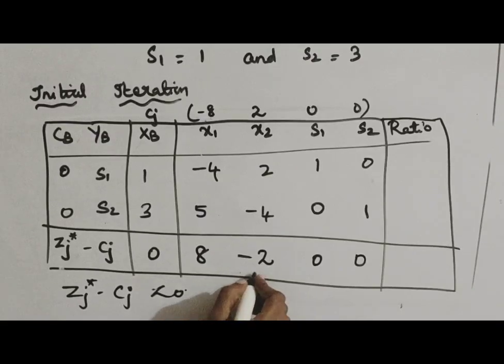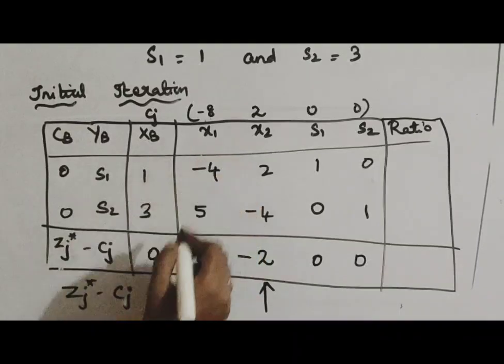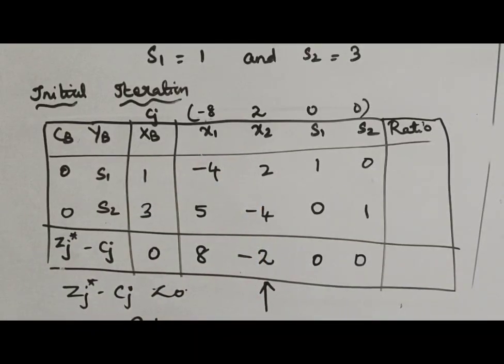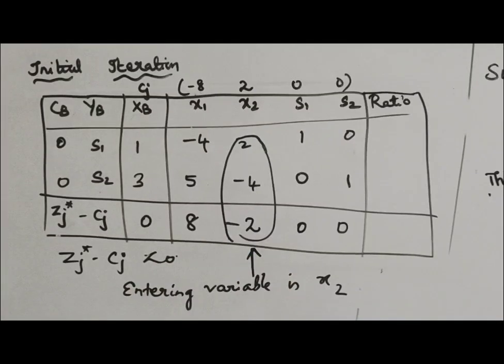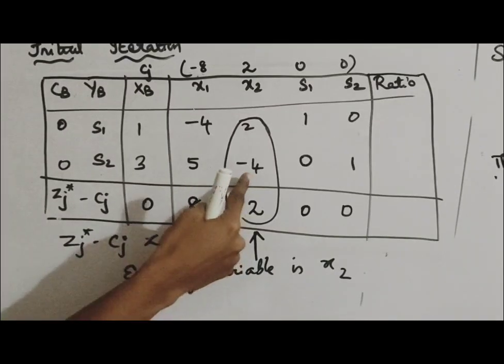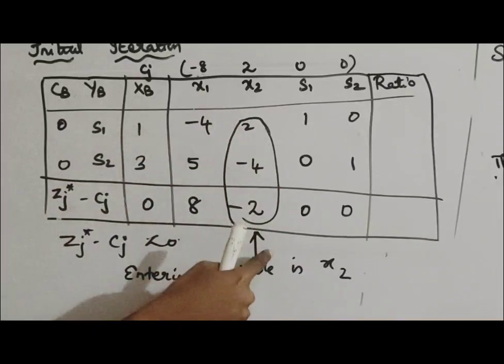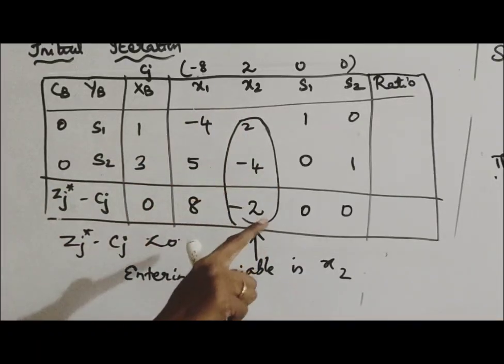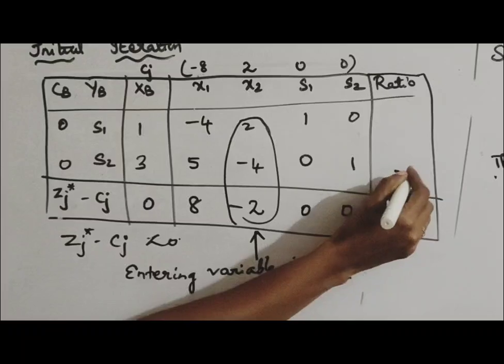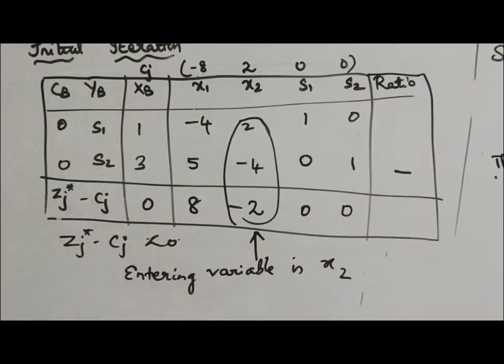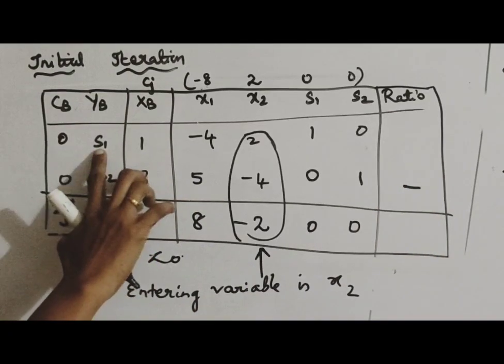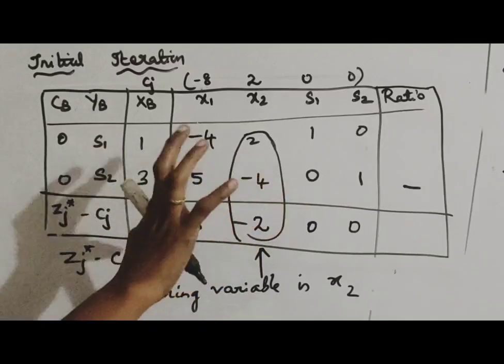Here, you have to choose the most negative. What is the most negative value here? Minus 2. Therefore, the entering variable is x2, right? You have to encircle it, right? And for finding the ratio, if there is any negative value in the pivot column, you need not find the ratio for that particular row. Okay. Therefore, you have to find the ratio for the first row itself.